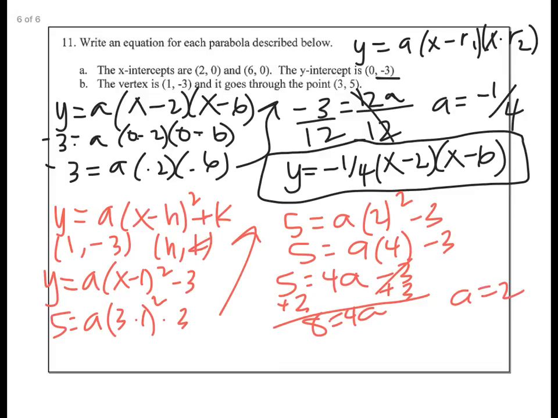So now I'm going to rewrite my full equation. y is equal to 2 times x minus 1 squared minus 3.